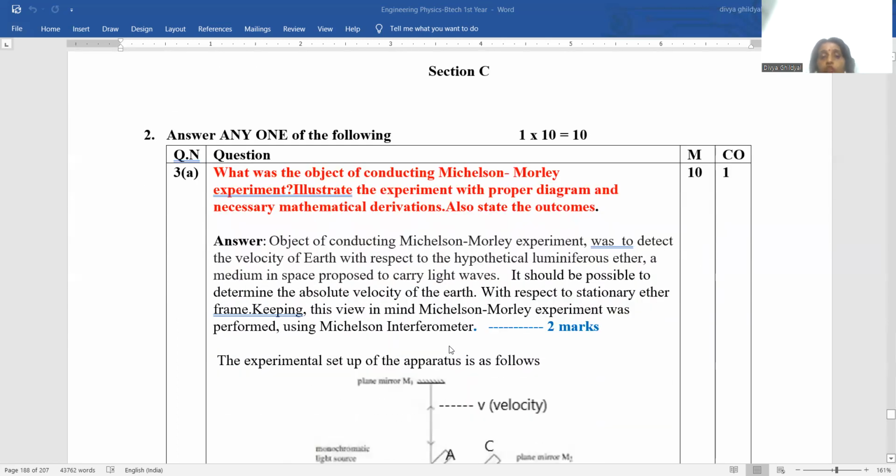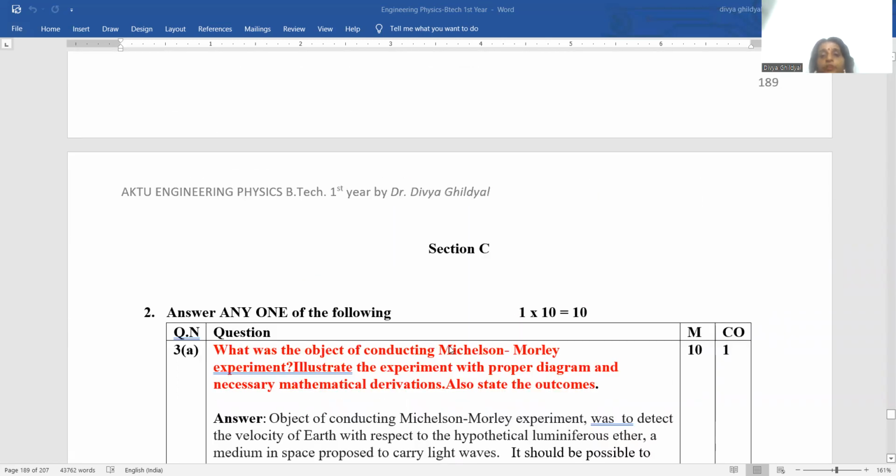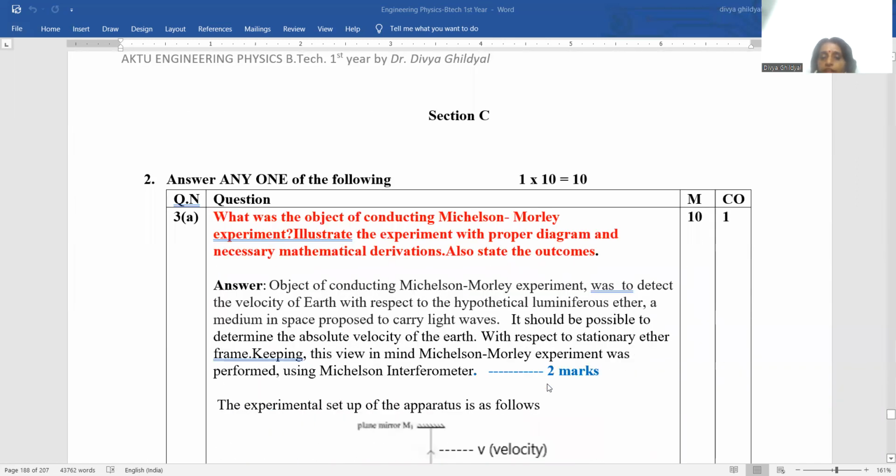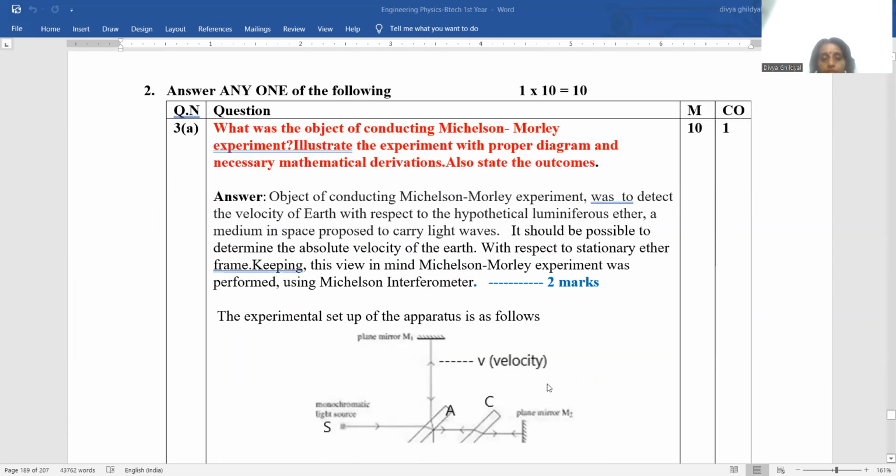I have been given a choice here in this section. So, a 10 mark question from each unit. Objective of conducting the experiment, and to illustrate the experiment in detail and state its outcomes. So what was the objective of conducting the Michelson-Morley experiment? The objective was to detect the velocity of Earth with respect to ether, a hypothetical medium.